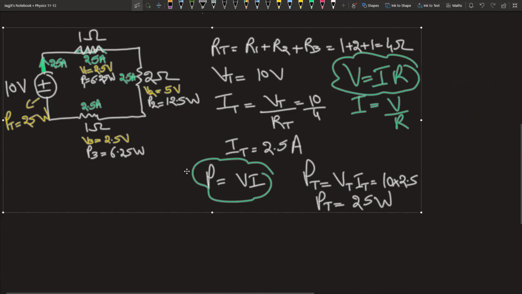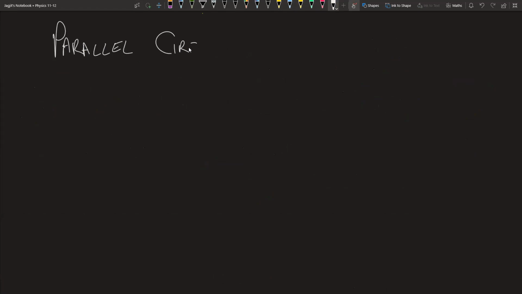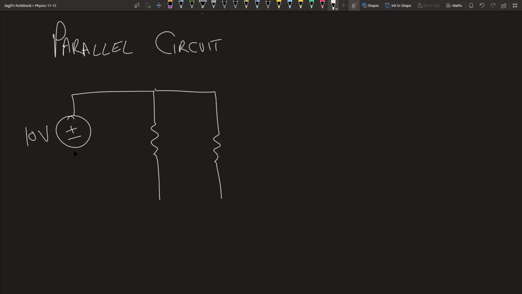Now, let me show you an example for a parallel circuit. Okay, next up is our parallel circuit. So imagine I have a voltage source, 10 volts. But now my resistors look like this. Let's say this is 2 ohms and this is 4 ohms.